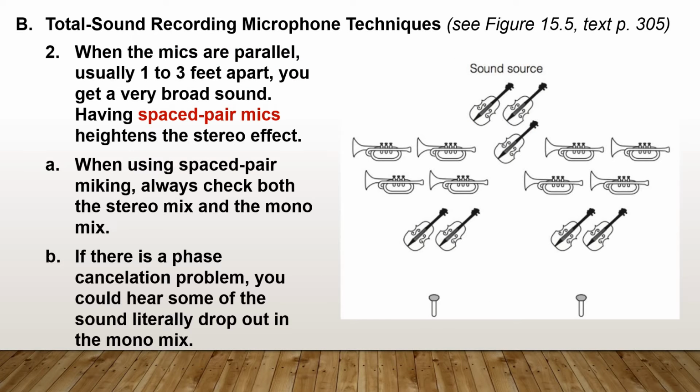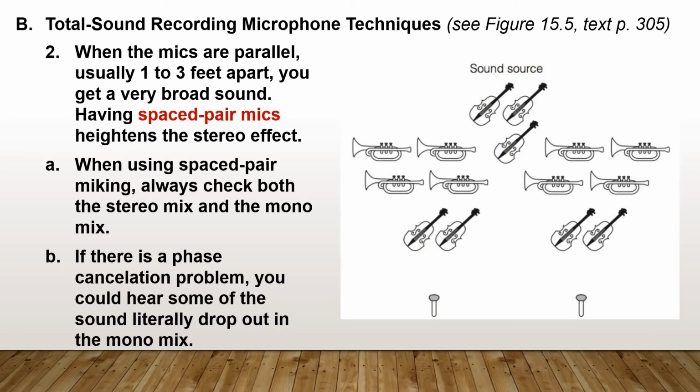When the mics are parallel, usually 1 to 3 feet apart, you get a very broad sound. This is called spaced pair miking. Having spaced paired mics heightens the stereo effect. When you're using spaced pair miking, always check both the stereo mix and the mono mix to make sure that you are capturing all the sounds that you want to and doing so properly.